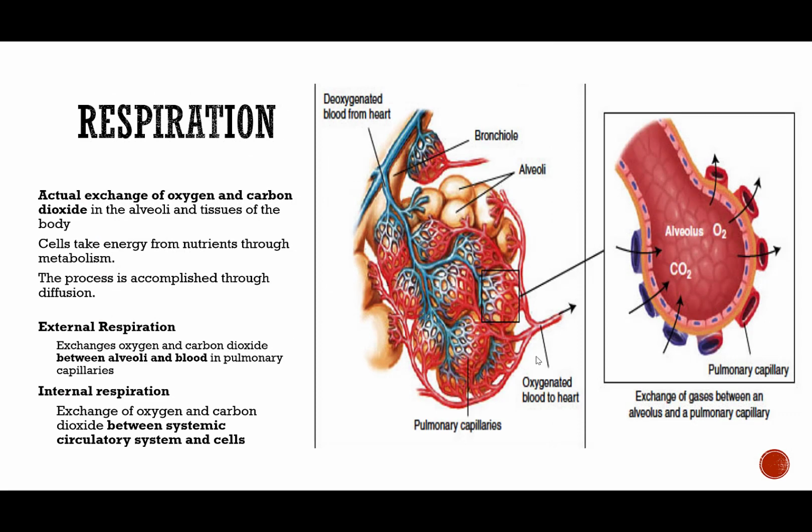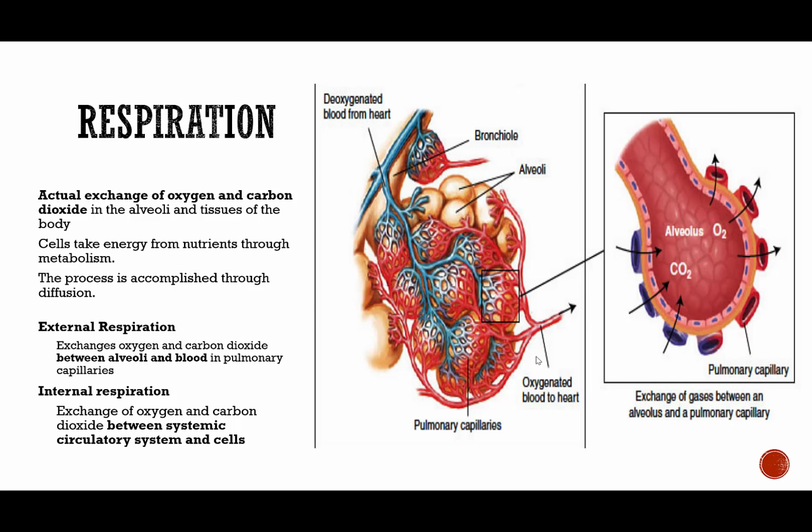We said, how does the blue become red, right? We talked about that earlier. So the actual exchange of oxygen and carbon dioxide in the alveoli and the tissues of the body is what we're talking about when we say respiration, right? So we've already mentioned cells take energy from nutrients through metabolism. The process is accomplished through diffusion. So that actual metabolic process is occurring because of diffusion. Now, I'm not going to tell you what diffusion is because I defined it 2 or 3 times in this presentation. So you need to either go back and figure it out, but you need to understand it, right? Because we have this movement from one type of pressure to another, which is what creates this exchange.